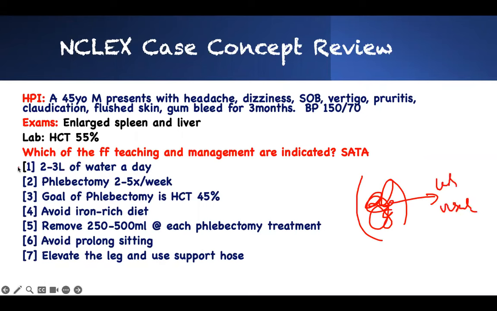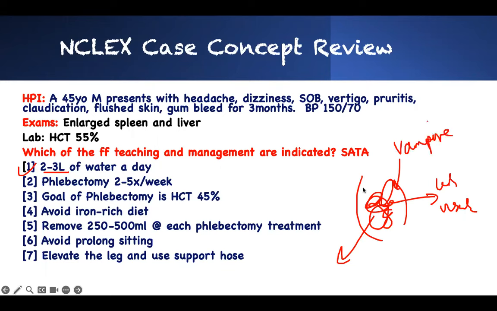So I tell you to drink 2 to 3 liters of water a day. Hydrate yourself as much as possible. Those are the teaching. We've got to vampire you. That means we've got to take your blood away. For a week, we can do it 2 to 5 times a week. Otherwise your blood level will go up and get thick and become like concrete and you die from it. So we have to vampire you. I call it vampire, okay? It's a form of vampiring.